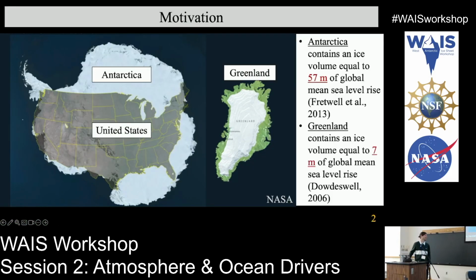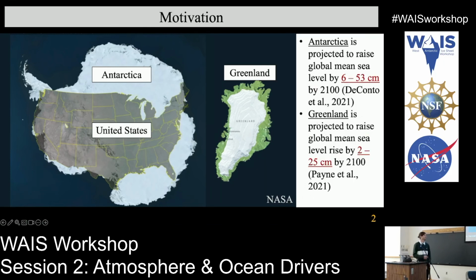This I can kind of just skip through. There's a lot of ice in Antarctica and Greenland, can raise the ocean by a lot. But what's interesting is the projections by 2100 are huge, right? There's huge ranges. For Antarctica, this paper is citing something between 6 and 53 centimeters of sea level rise, and Greenland is 2 to 25. So these ranges, it's just too much uncertainty, right? So we're trying to improve that, all of us in this room, in our own different ways.